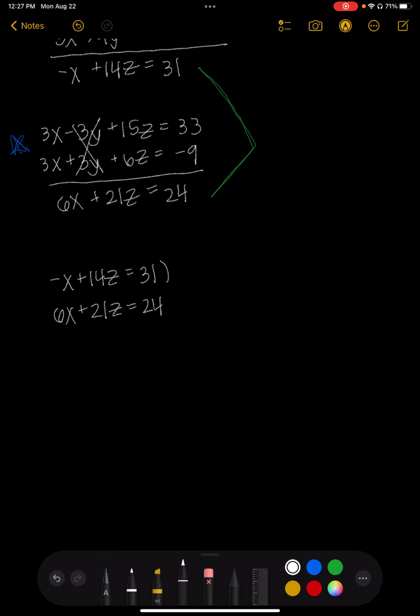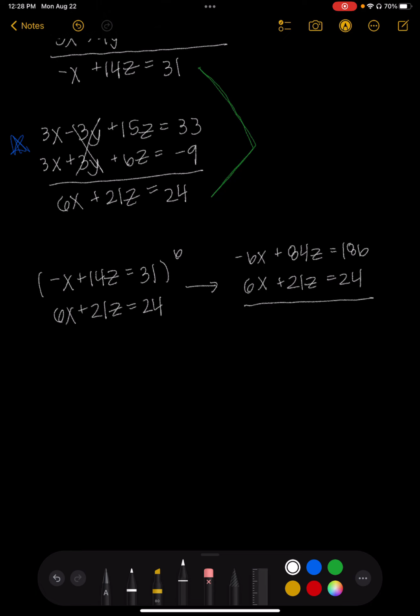So I'm going to multiply this top equation by negative 6 to get rid of the x's. I'm sorry, not negative 6, because we want to multiply it by just 6, because we don't want the negative to stay there. So when I multiply it by 6, I get negative 6x plus 84z equals 186. And then we're going to leave the bottom equation alone, 6x plus 21z equals 24.